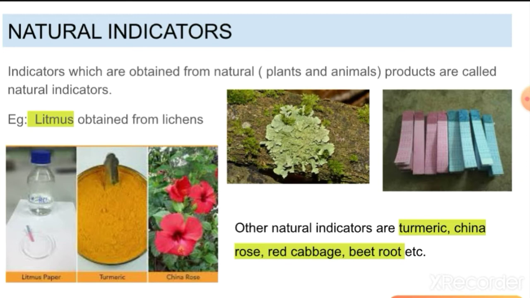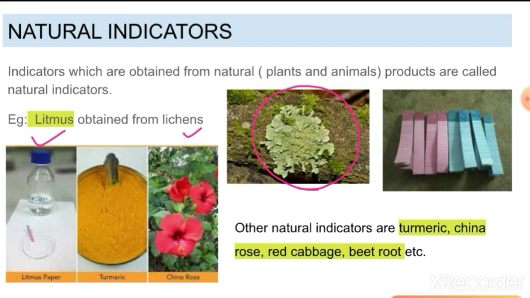First example in this is litmus. So from where do we get the litmus? We get litmus from lichens. Lichens, you must be knowing, are an association of fungi and algae, and they appear in damp areas. For example, this is a damp wood. It appears on damp wood, land, or near a pond or lake. In such areas the lichens appear.